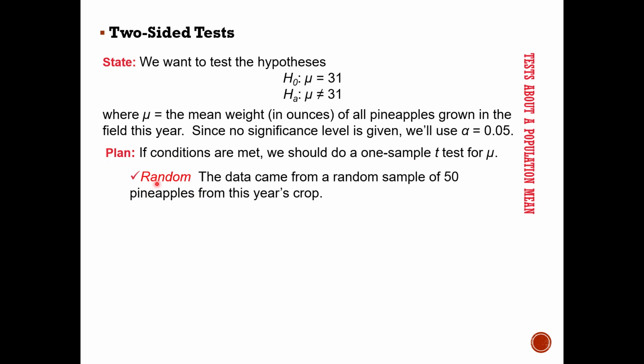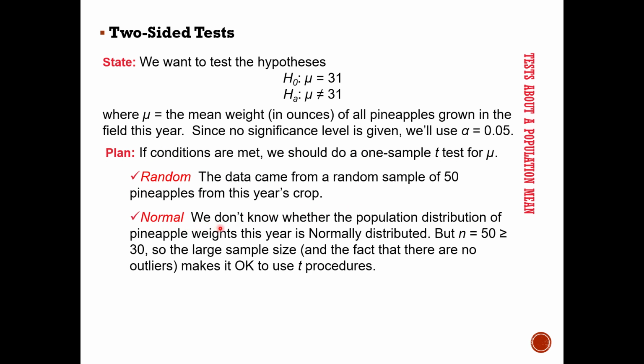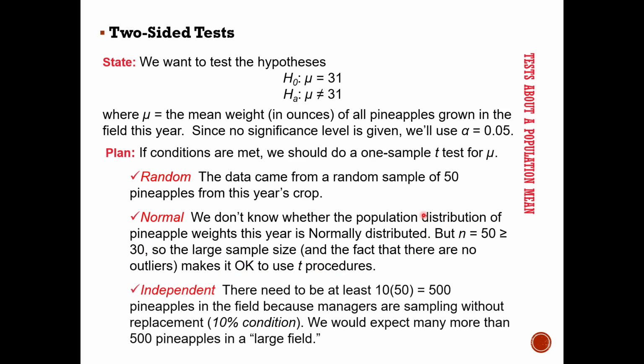We're going to check our conditions. So random, yep, they told us this was random. Normal, we have n equals 50, which is bigger than 30, so we're good to use t-procedures. And of course we have independent. There probably are going to be at least 500 pineapples in a large field. Remember that this is a pineapple company, so we're going to assume that they probably grow a lot of pineapples.